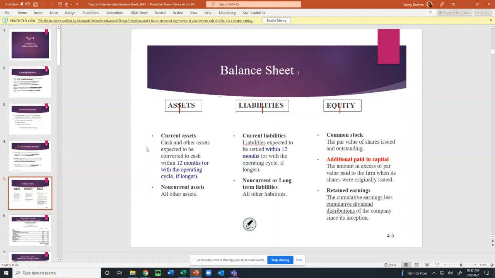Then we look into current versus non-current. Okay, so there's current versus non-current. The non-current just means this part of the asset or liability, you can enjoy this asset for more than 1 year.